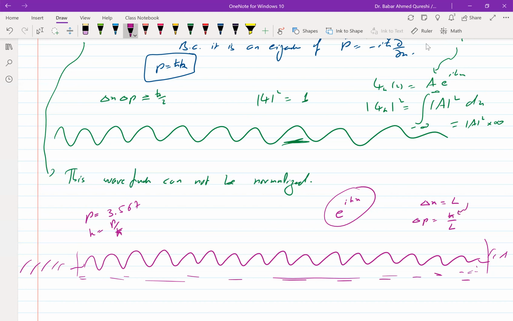Now, since this h bar is very small, in those units where, let's say, if I take 1 meter, then h bar is 10 to the minus 34 joule seconds, this uncertainty in momentum becomes very, very small. But there is uncertainty. But as soon as you have an uncertainty in momentum, you know that you do not have a true exponential, a true pure wave.